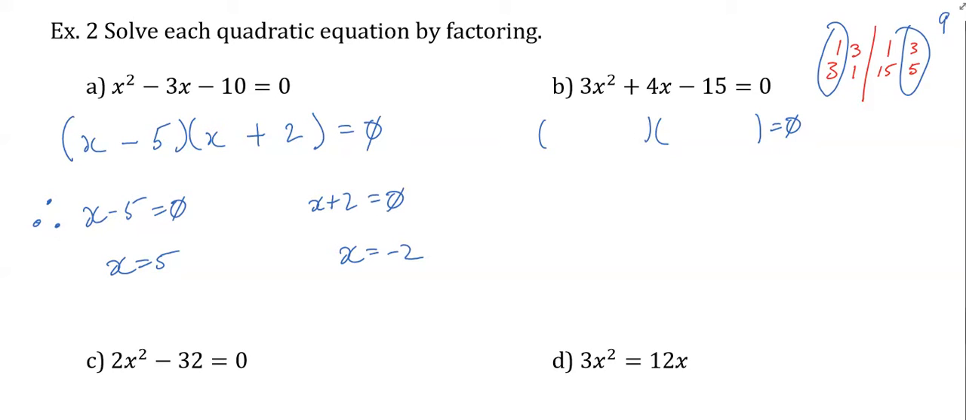Okay, so I've got 1x and 3, and 3x and 5, and I want the 5 to be negative. So 5 times x plus 3 times 3, which is 9. But we're not done yet, because we're not just factoring, we're solving an equation. Therefore, x plus 3 equals 0, or 3x minus 5 equals 0.